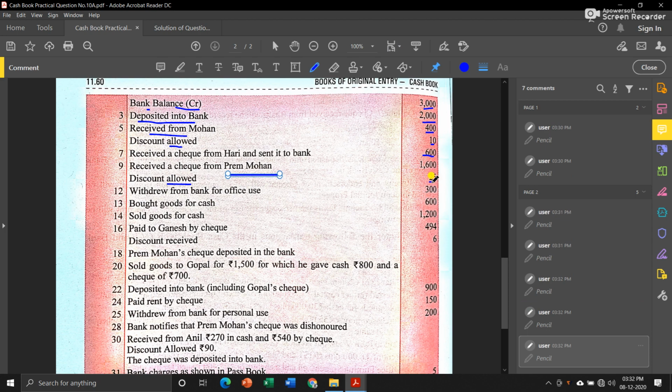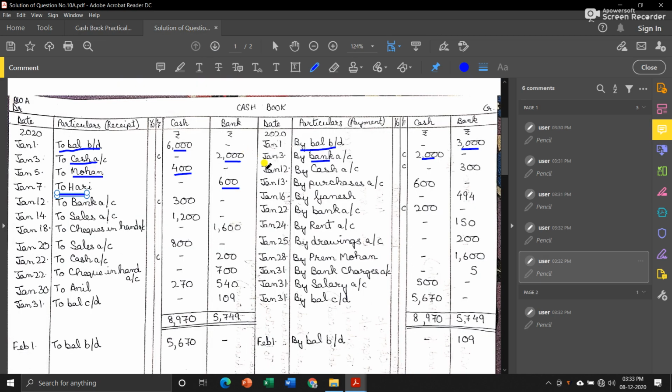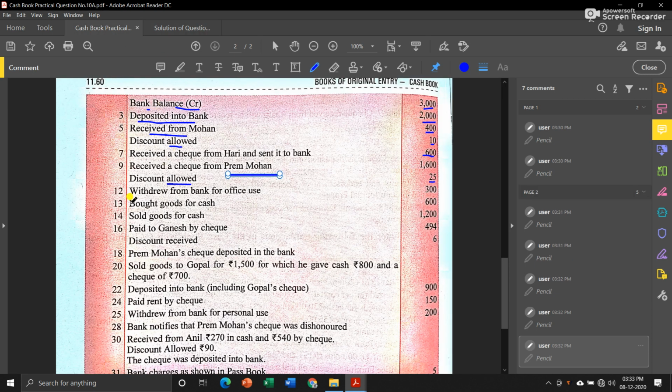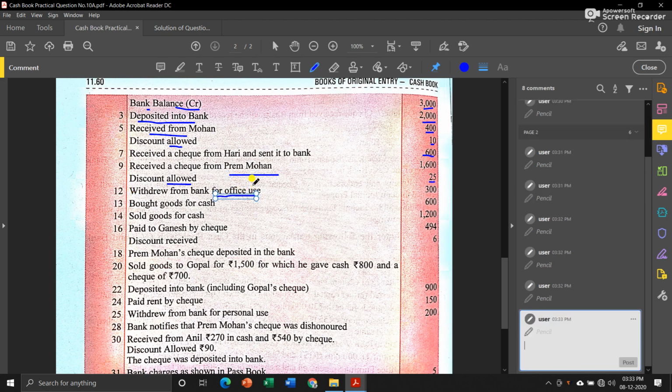Then next on date 9 received a check from Prem Mohan and we allowed him discount of rupees 25. Since they didn't mention whether we deposited that check on that particular date or not, we will assume that we haven't deposited the check, so the check is still in our hand. So we will pass one journal entry for that: checks in hand account debit, discount allowed account debit to Prem Mohan. The value of check was 1,600 and discount allowed was 25. So altogether Prem Mohan gave us 1,625.